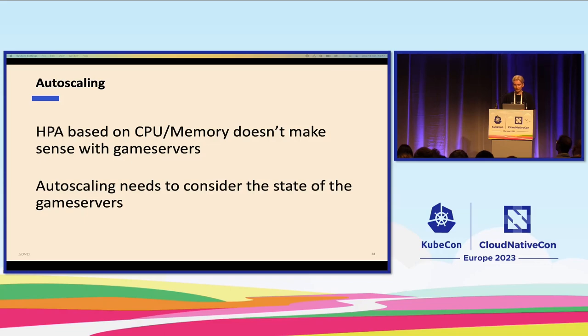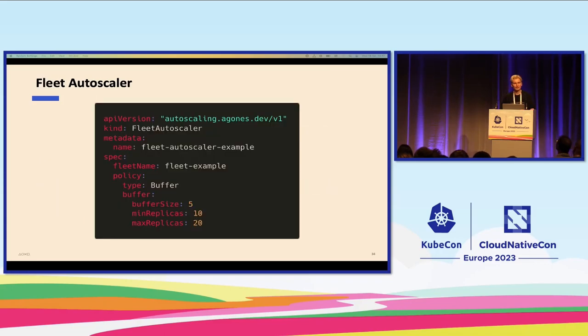So again, we're going to have another CRD, which is the fleet autoscaler. As an alternative to a horizontal pod autoscaler or a vertical pod autoscaler, we have the fleet autoscaler, which is a way of auto-scaling your fleets. And this one is the default standard out-of-the-box one you can use, which uses a policy type buffer. It will make sure you always have a buffer of five ready game servers. So if you've got five game servers that are allocated, you'll have another five that are ready. And as the sixth one becomes allocated, another one will get spun up in a ready state. So you've always got a little buffer of game servers ready to rumble as and when you need them.